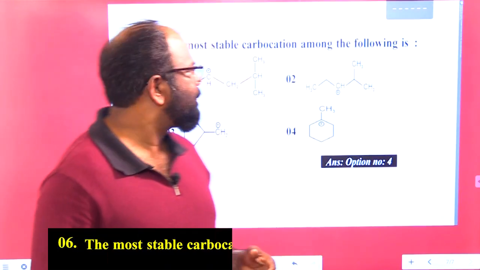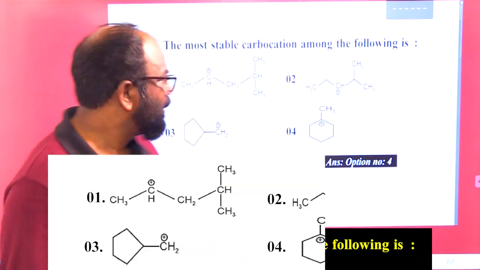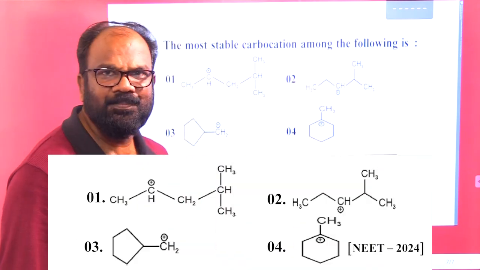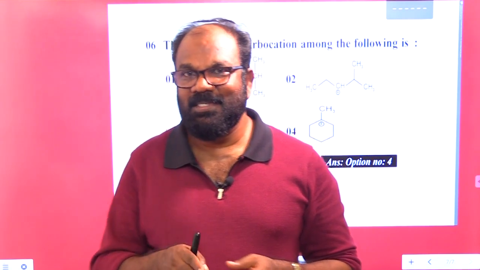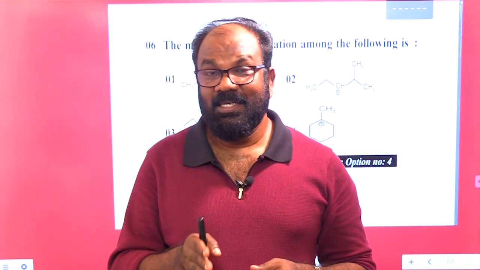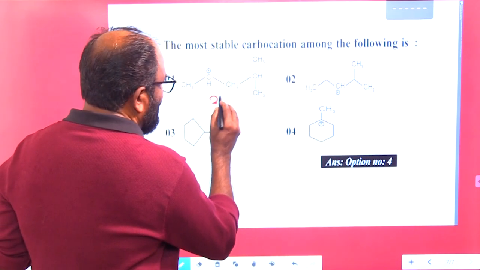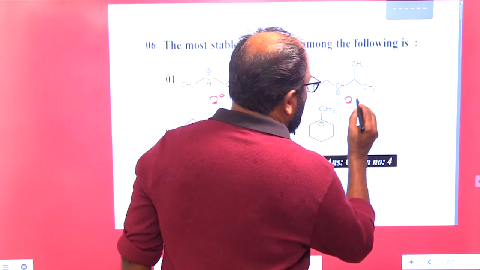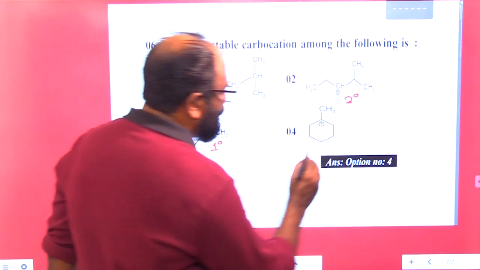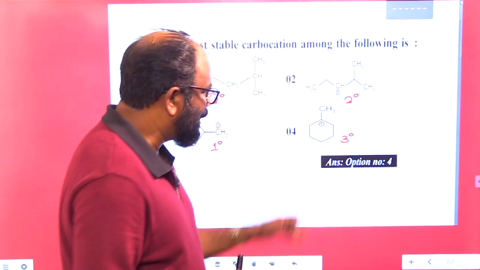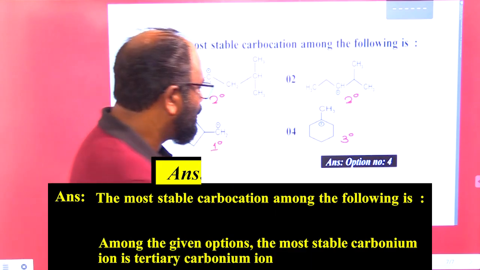Now question number 6. The most stable carbocation among the following is. These are the 4 options given. Listen, we have already discussed in the previous question that the stability of carbonium ion decreases as tertiary greater than secondary greater than primary. Here the first option is a secondary carbonium ion. Second option is also a secondary carbonium ion. Third option is primary. And fourth option is tertiary. Here the positive charge is on tertiary carbon. So here the most stable carbonium ion is option number 4.